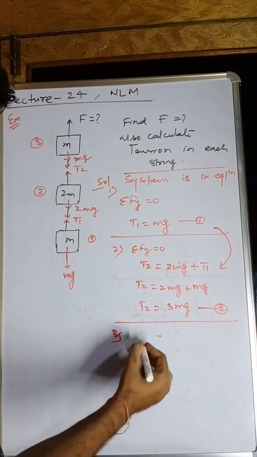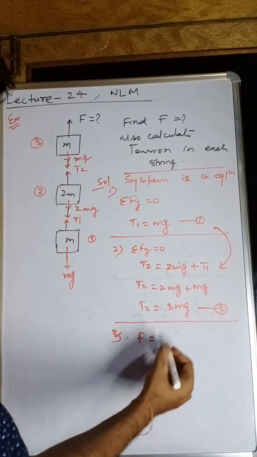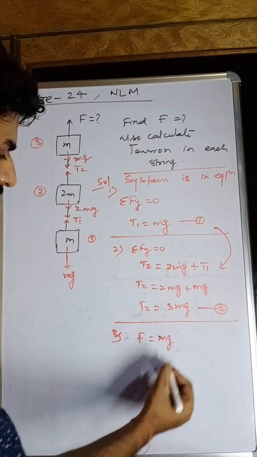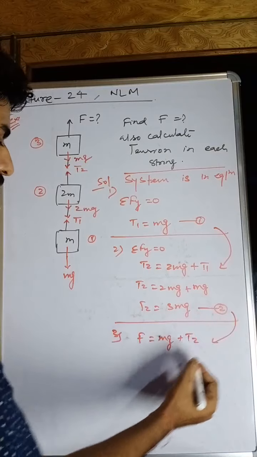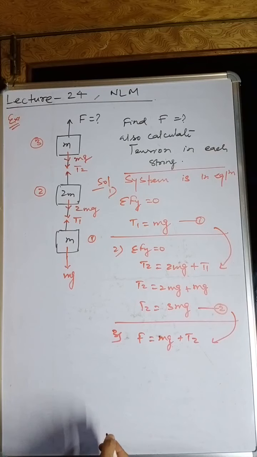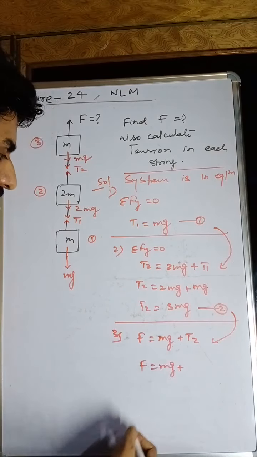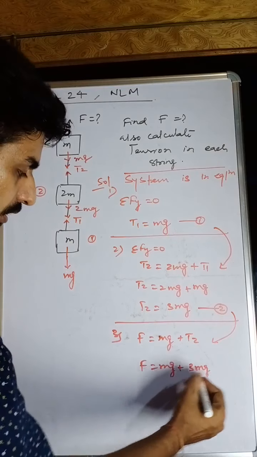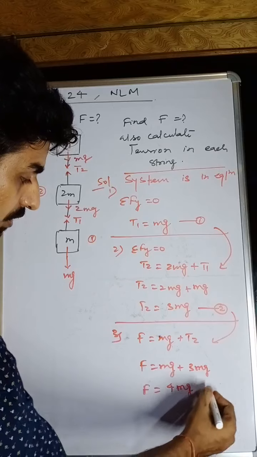Now we will solve the third equation for free body diagram 3. For this one, one force is acting in the upward direction, F, and two forces in the downward direction, mg plus T2. From equation 2 you can put the value of T2, and F equals mg plus T2, which is 3mg. So altogether it is 4mg.